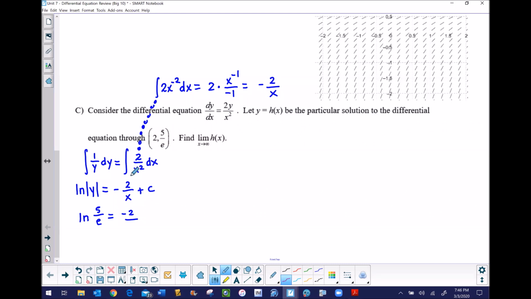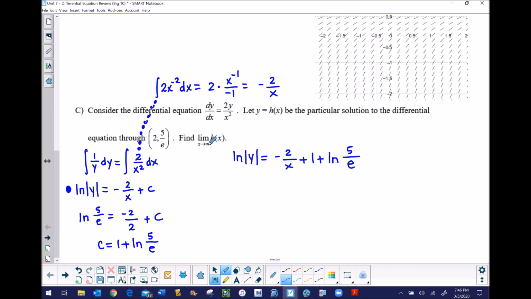So the x is going to get replaced by 2. So we find that this negative 2 over 2 is just a negative 1. So if I add it over, c is going to be 1 plus the natural log of 5 over e. Okay, let's go ahead and rewrite that equation. Not that equation, this equation, the one with the dot: ln of absolute value of y equals negative 2 over x plus 1 plus ln of 5 over e.